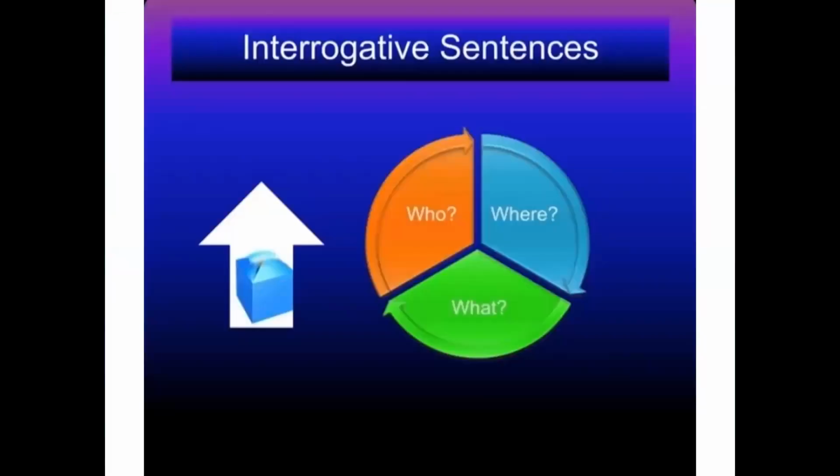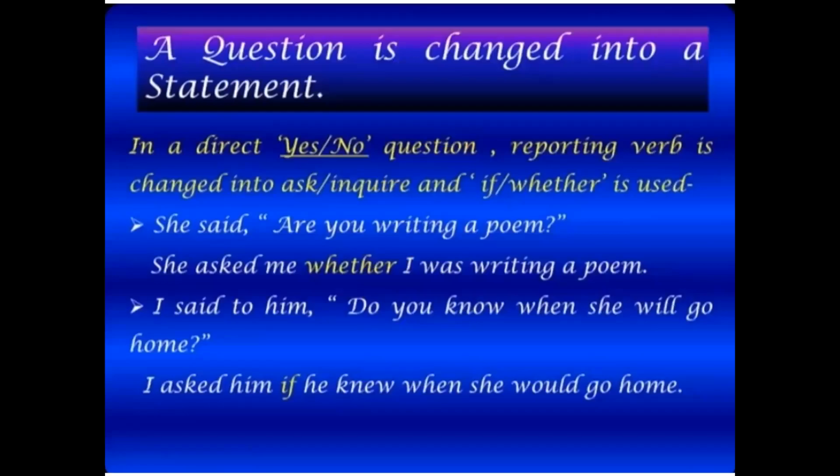Interrogative sentences. What are the interrogative words? WH words, which are who, where, and what. A question is changed into a statement. In a direct yes or no question, the reporting verb is changed into ask or inquire, and if or whether is used. She said, "Are you writing a poem?" She asked me whether I was writing a poem. Example number 2. I said to him, "Do you know when she will go home?" It will be converted as I asked him if he knew when she would go home.